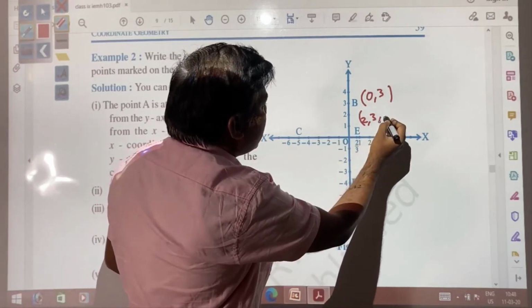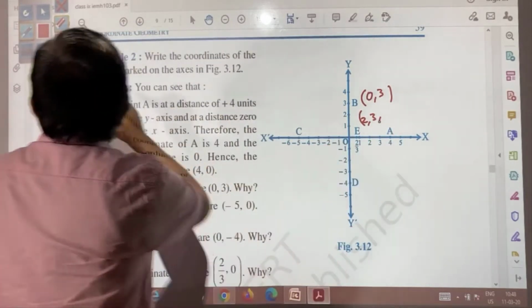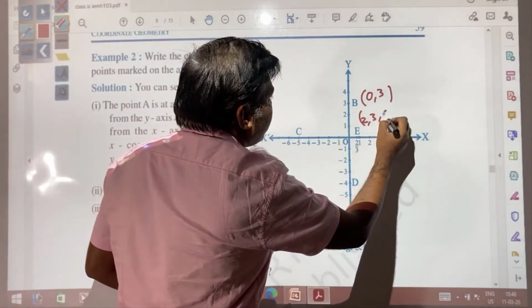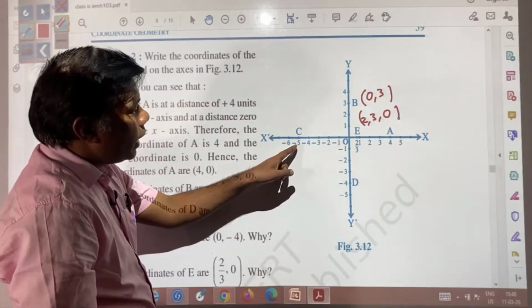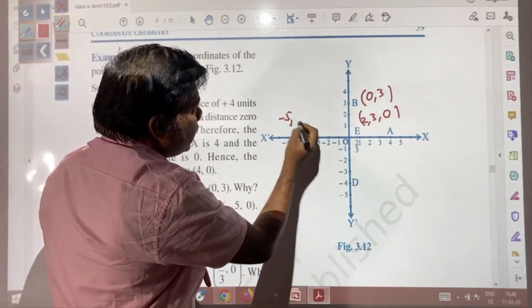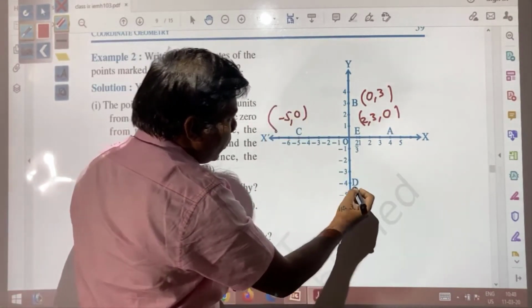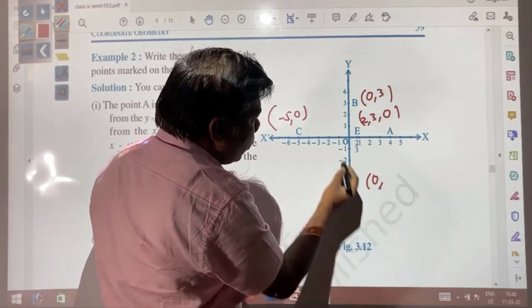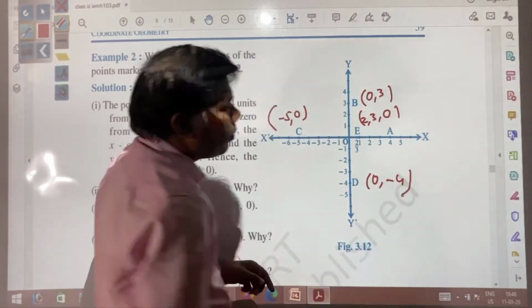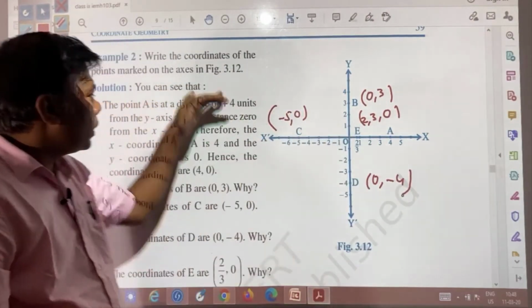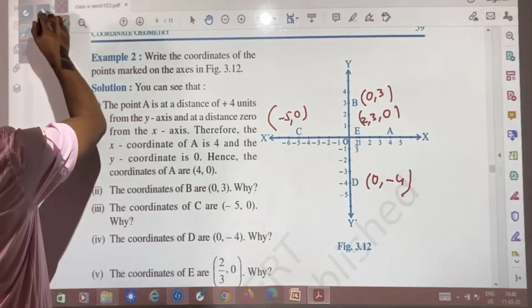Sorry, y is 0. And here you see x is what? Minus 5. Y is what? 0. Here you have x is 0, y is minus 4. So in this way, just to practice, I hope you will understand. And just go through it, the explanation has been given.